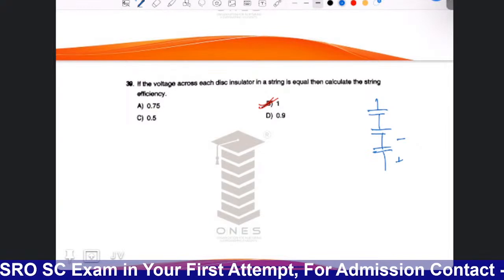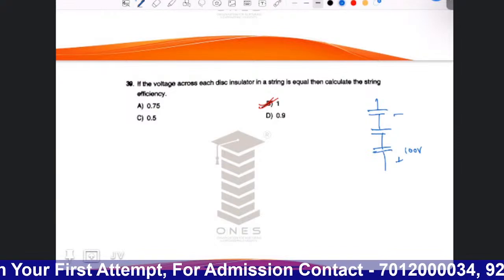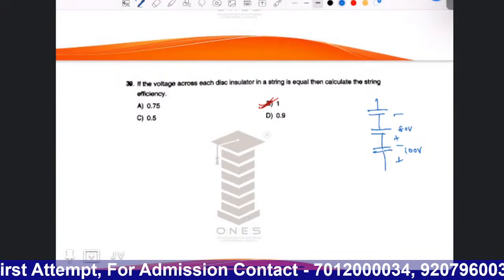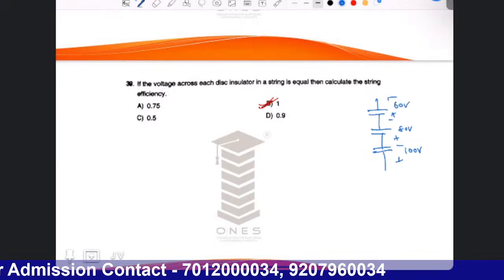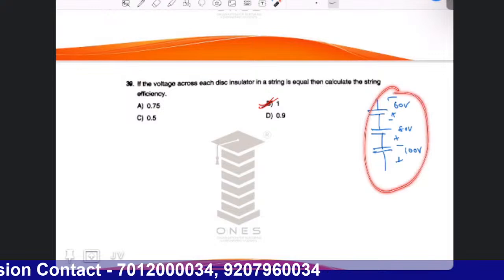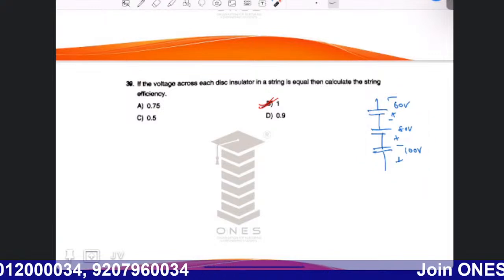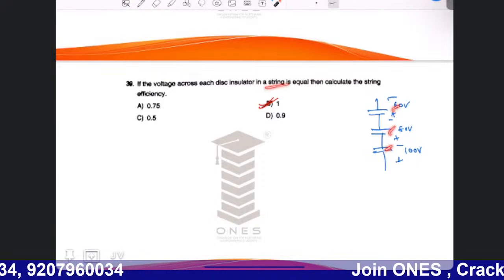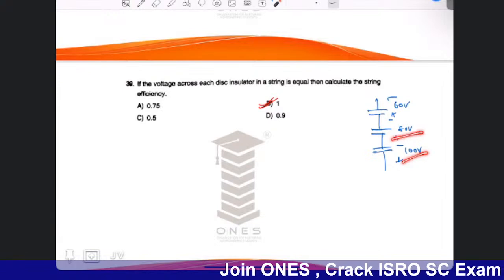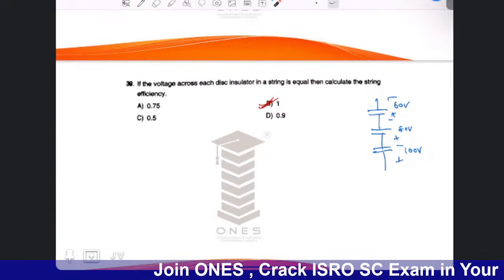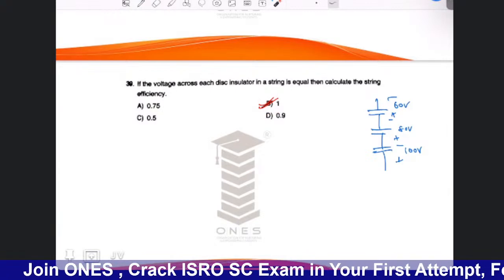For example, if the bottom one has 100 volt, here there will be just 80 volt, and here there will be just 60 volt. In this condition we calculate string efficiency. But here the voltage across each unit is equal. That is, 100 volt here, 100 volt here, and 100 volt here. At that time, string efficiency will be 100%.